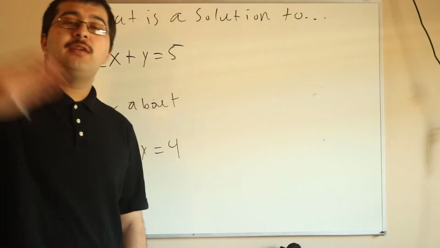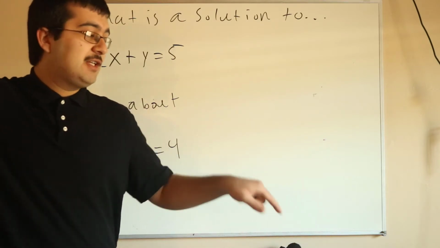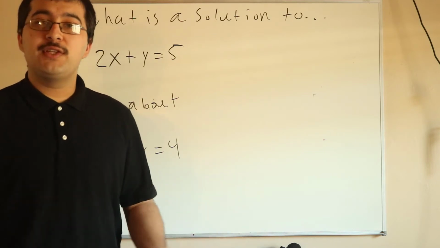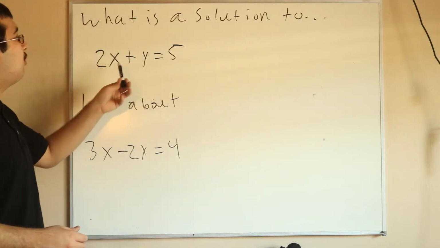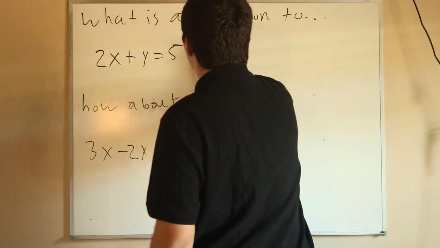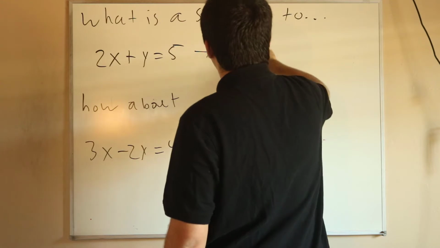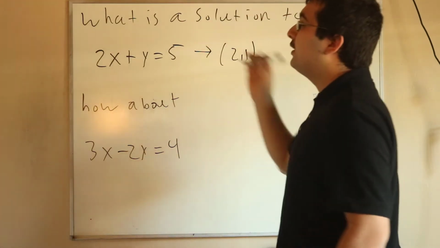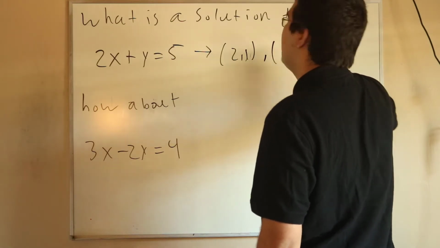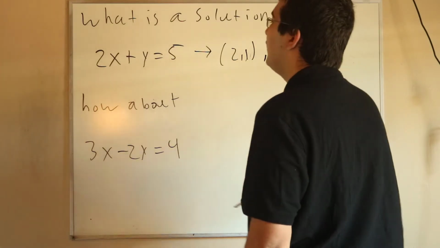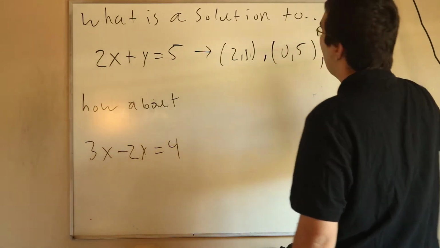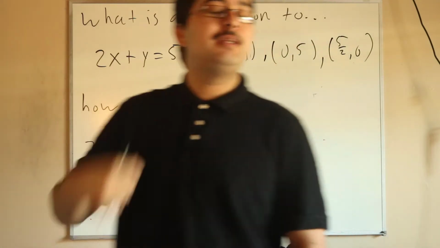So since that line will stretch on to negative and positive infinity in both directions forever, there are infinitely many solutions to this equation, right? There are infinitely many points that satisfy this. For example, the point 2, 1 is a solution to this equation. The point 0, 5 is a solution to this equation. The point 5 over 2, 0. These are all solutions to the equation. There's going to be infinitely many of them.